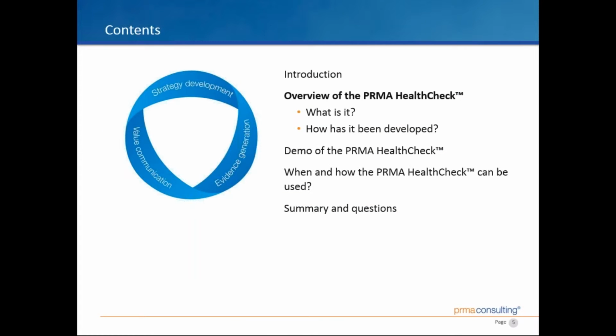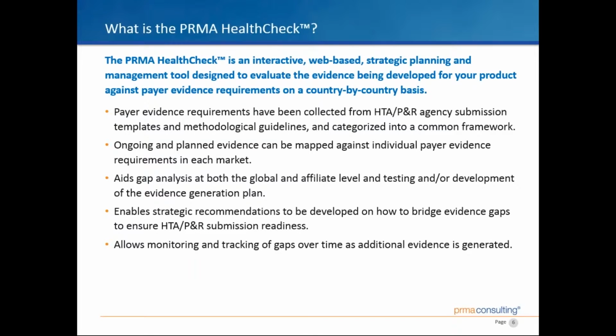Thanks, David. So I'm going to give you a brief introduction to the PRMA HealthCheck, including how we've developed the tool and how it can be used. The PRMA HealthCheck is a web-based application that can be used to evaluate the evidence being developed for a product in a particular indication against payer evidence requirements. To do this, we've systematically identified HTA, pricing and reimbursement submission templates and methodological guidelines and extracted the actual questions posed in each and categorized them into a common framework.